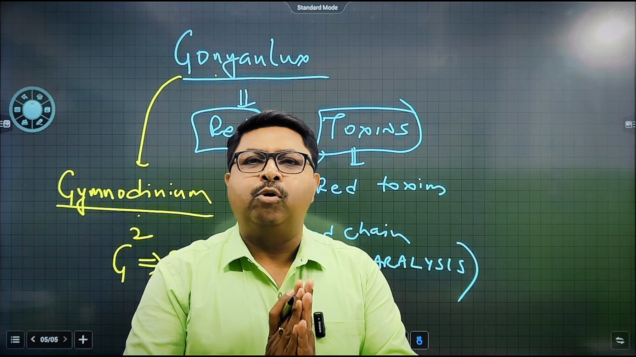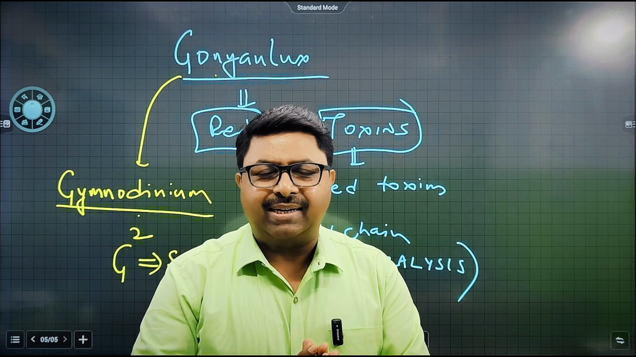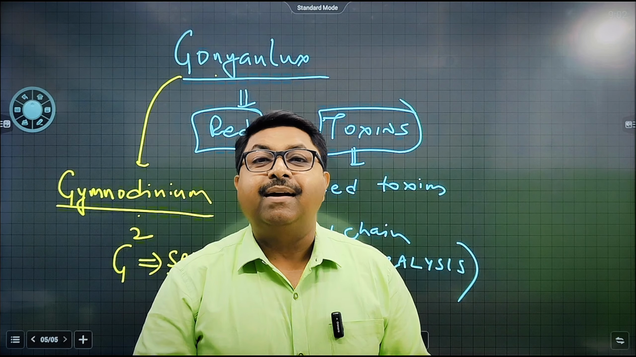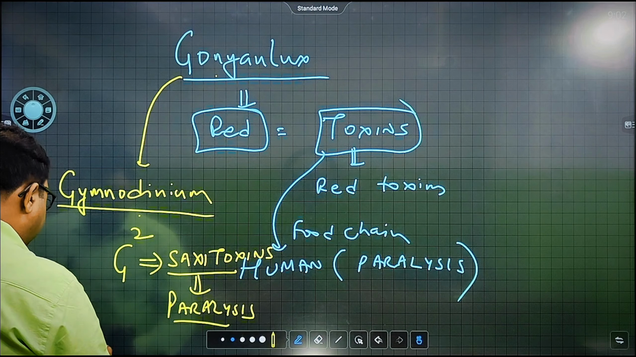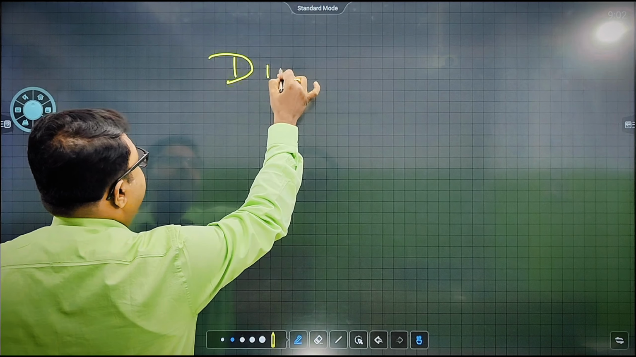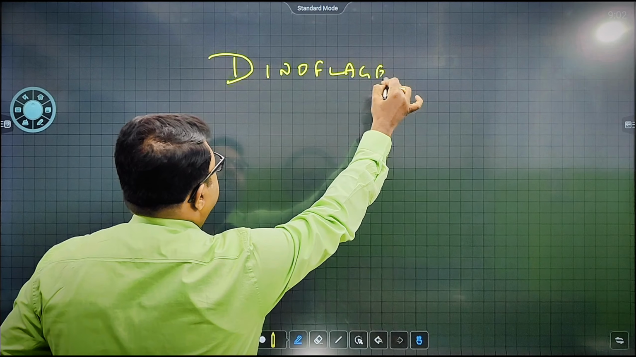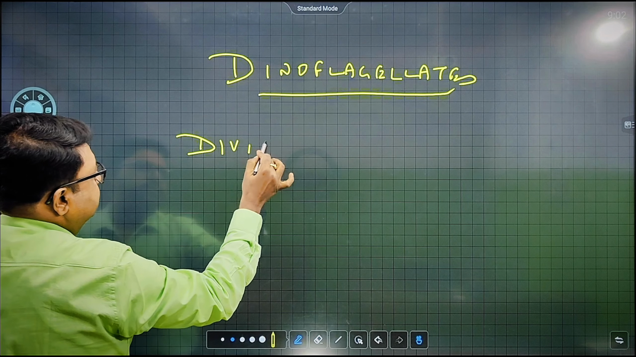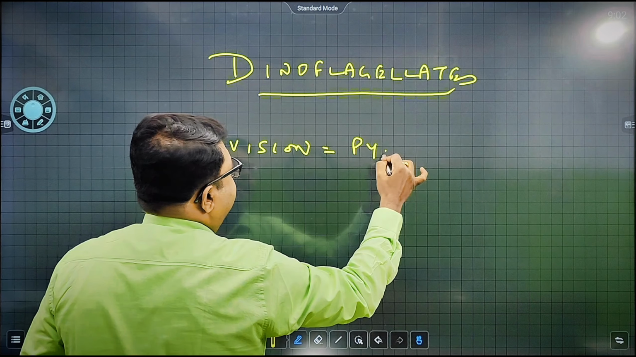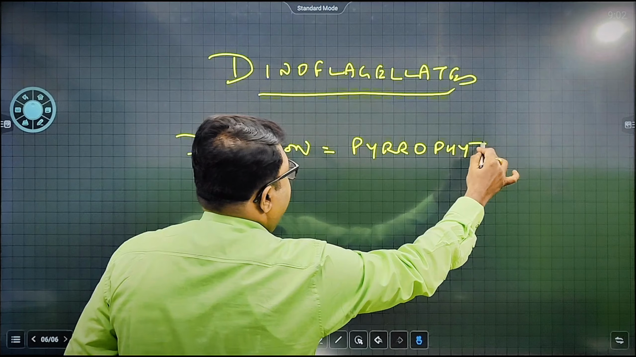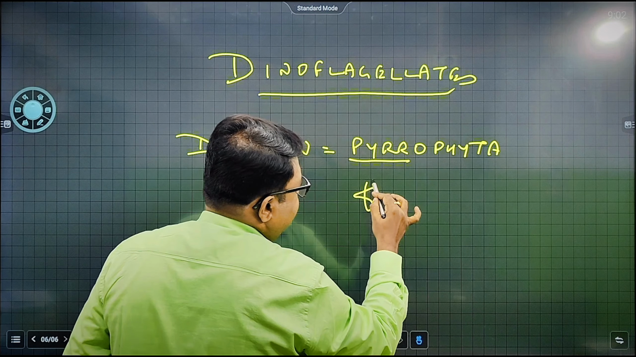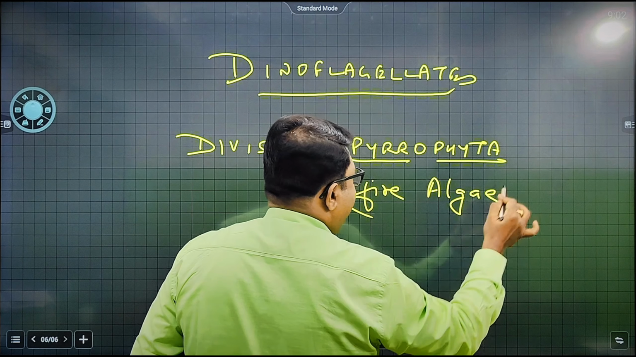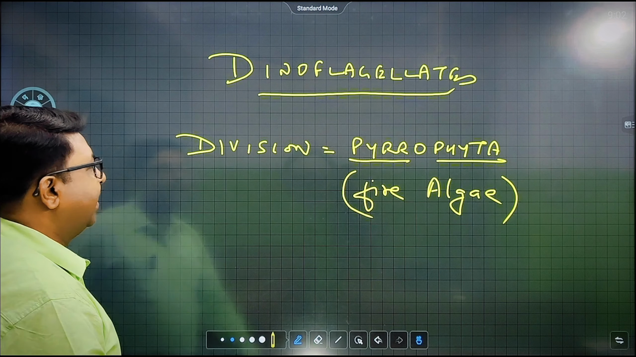यही इंफॉर्मेशन आपके बुक में दिया गया है about goniolux. So they can multiply at a very faster rate and really they look like red. But और एक चीज जो हमें इंफॉर्मेशन चाहिए अबाउट डाइनोफ्लैजिलेट्स, दैट दे कम अंडर द डिवीजन Pyrophyta. And pyre मतलब fire, and phyta मतलब plant body, and that's why they are also called as fire algae.